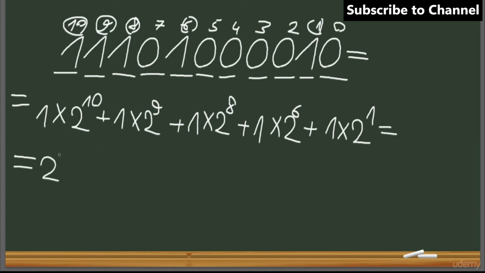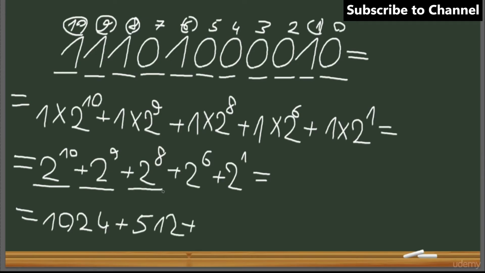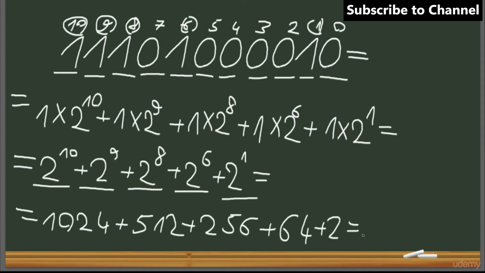So we have 2 to the power of 10, plus 2 to the power of 9, plus 2 to the power of 8, plus 2 to the power of 6, plus 2 to the power of 1. 2 to the power of 10 is 1024. 2 to the power of 9 is 512. 2 to the power of 8 is 256. 2 to the power of 6 is 64. And 2 to the power of 1 is 2. That equals 1858.